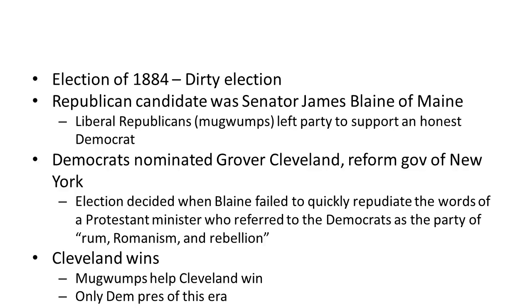Now, Senator James Blaine of Maine wins the Republican nomination, whereas Grover Cleveland of New York is going to be a reform governor who's very popular with the Democrats and ultimately carries the election. Now, one of this election's central features is that the split within the Republican Party becomes magnified, and a group of liberal Republicans who nickname themselves Mugwumps are going to leave the party and support what they call an honest Democrat. And so this split within the Republican Party creates Grover Cleveland's presidency, and he becomes the only Democratic president of the Gilded Age.